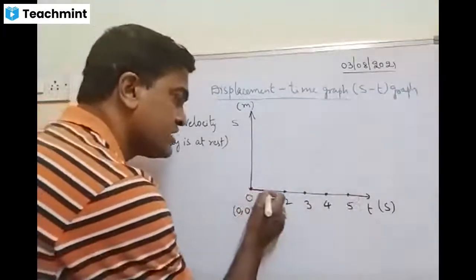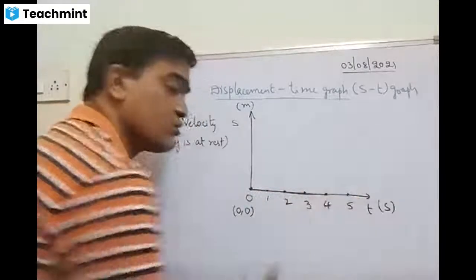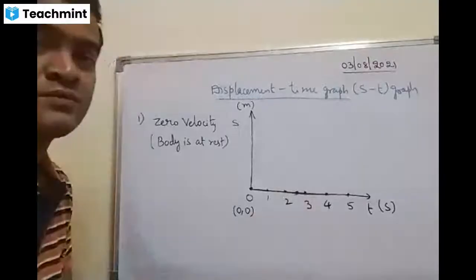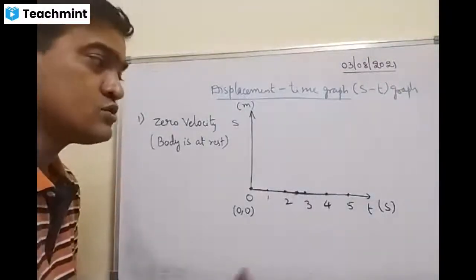So I'm getting a totally straight line parallel to the time axis. The body is at rest. In this way I can show, or for example, I can show the other way also.